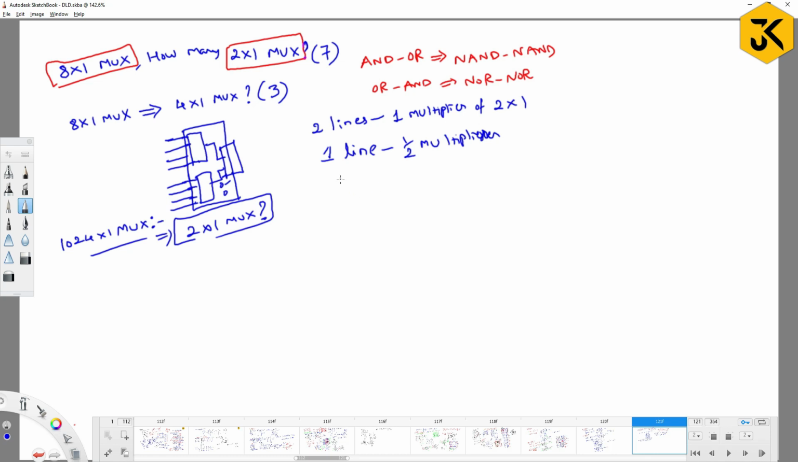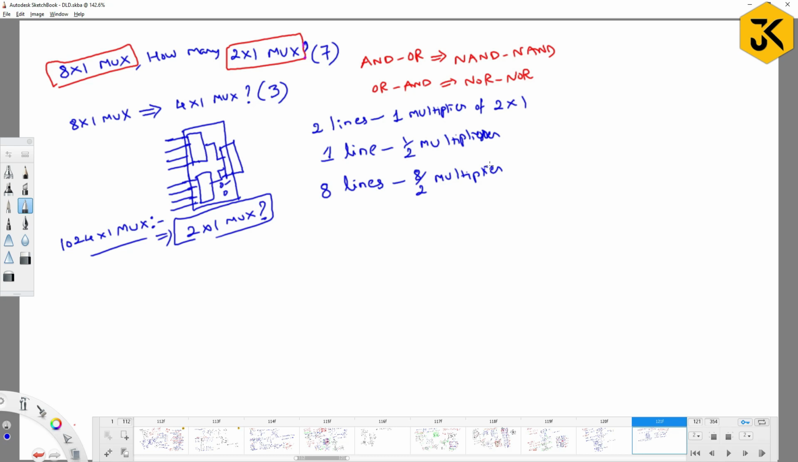So for example, if I would like to have 8 lines, how many multiplexers are required of size 2 by 1? For 8 lines, you require 8 by 2 multiplexers.